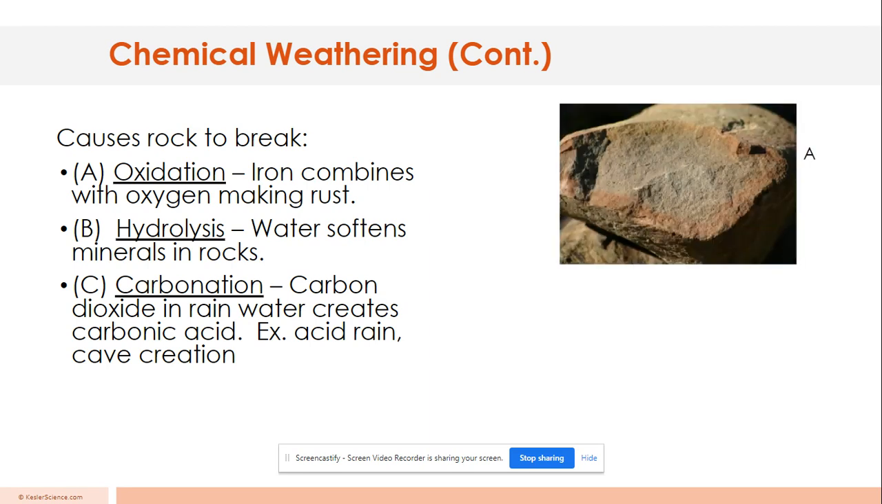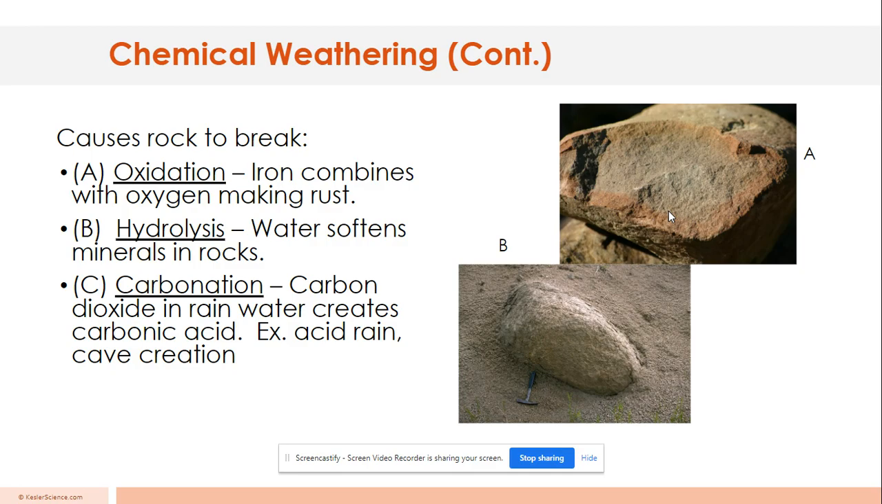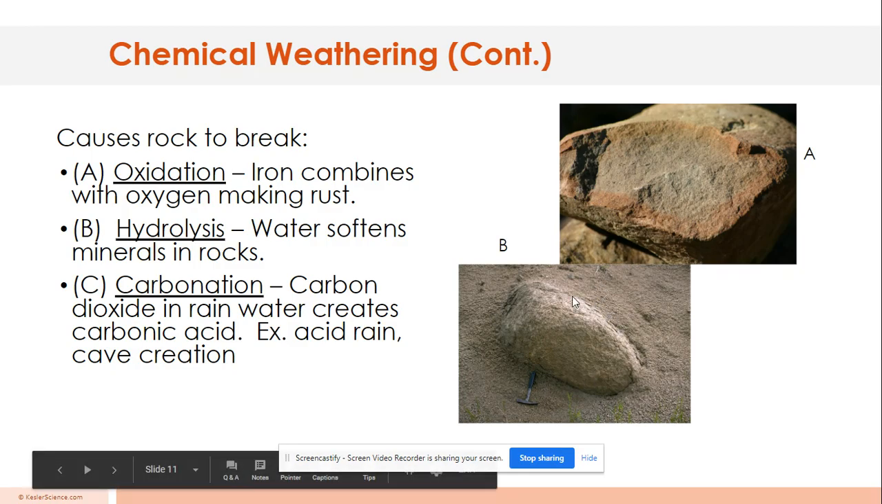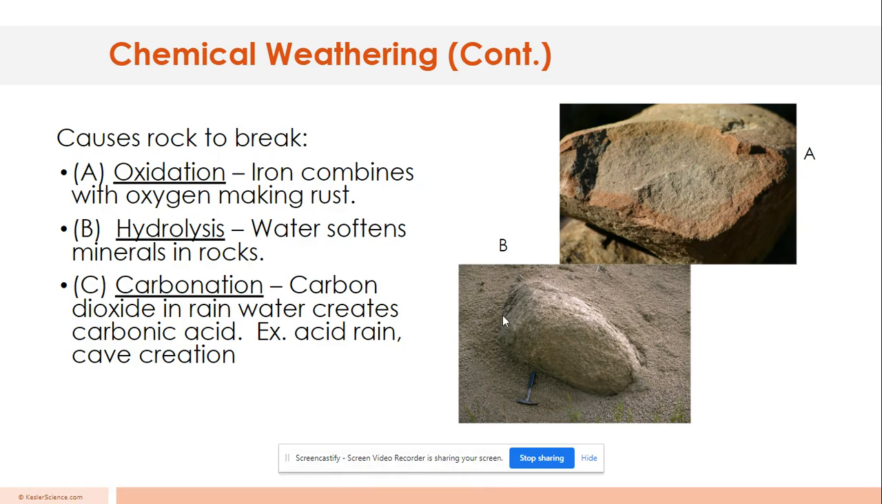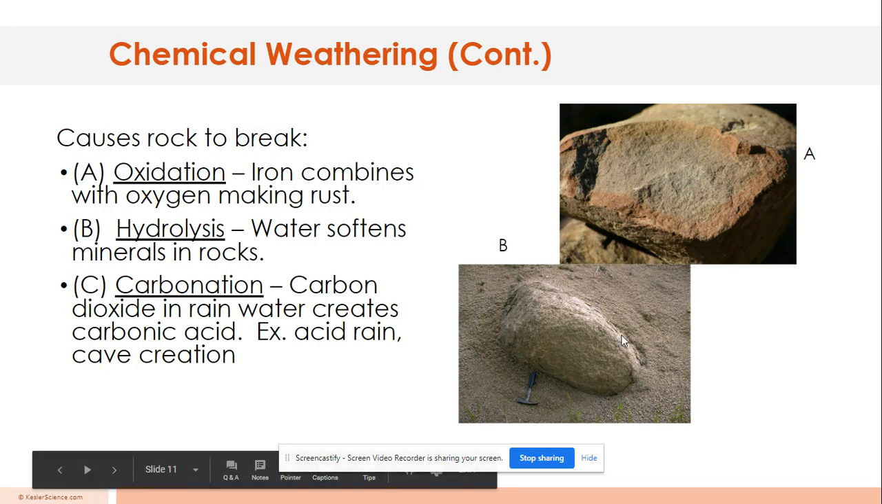Here's an example of oxidation in image A. You can see along the outside that it's kind of a reddish color because the iron has combined with oxygen to make rust. This is iron oxide. So that's known as oxidation. Hydrolysis is when water reacts with things and starts to dissolve. This rock has dissolved around the edges and it's made it smooth.